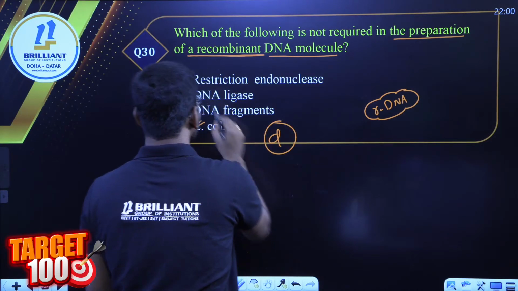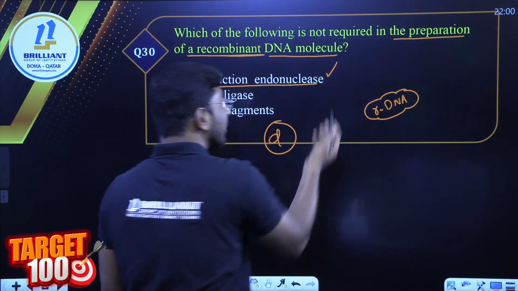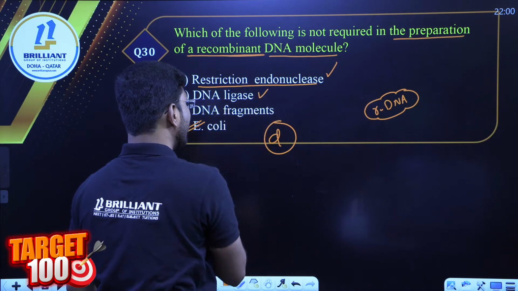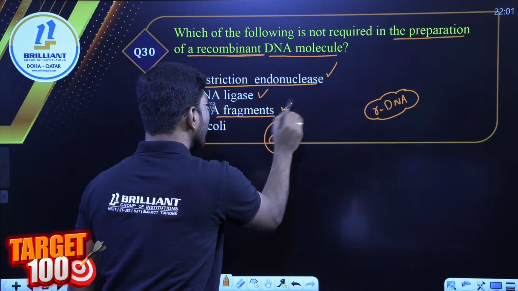Good, very good. Restriction endonuclease. Yes, otherwise you cannot cut the DNA to your specific area. Yes, we need ligase also. We need it for the ligation. DNA fragments also we need.